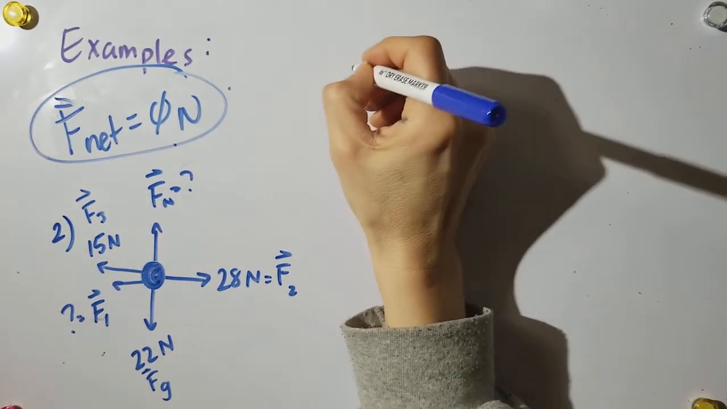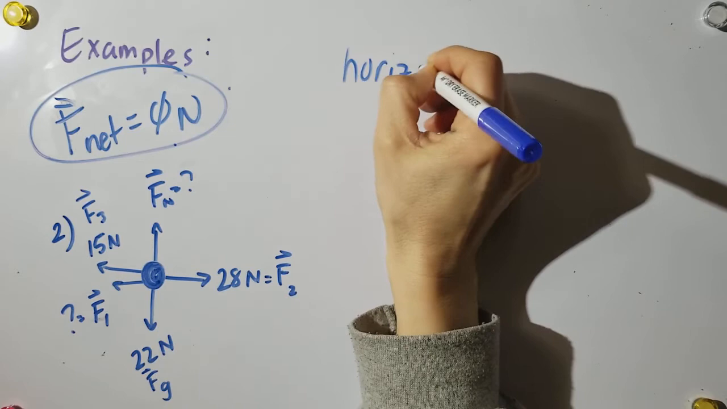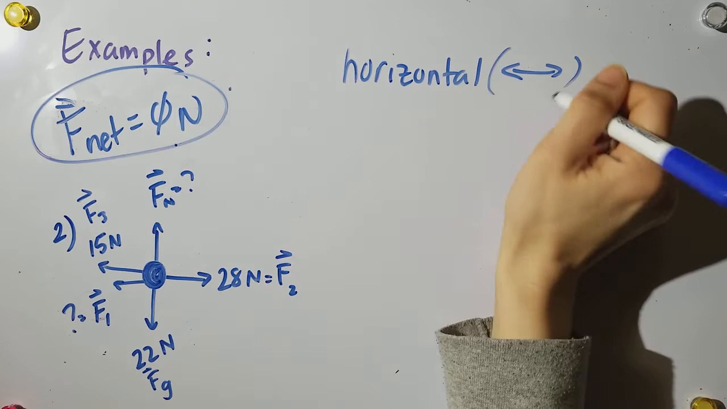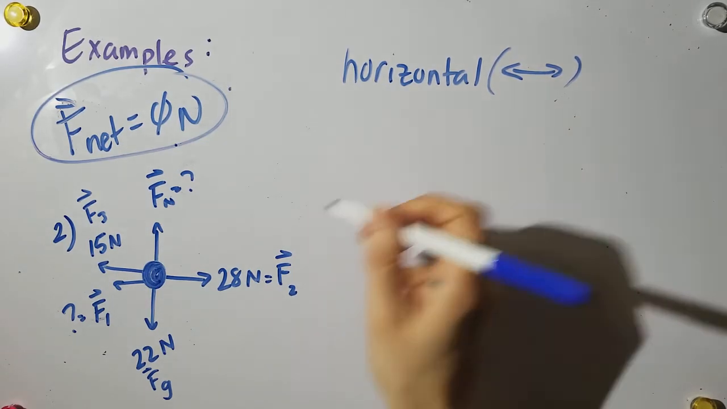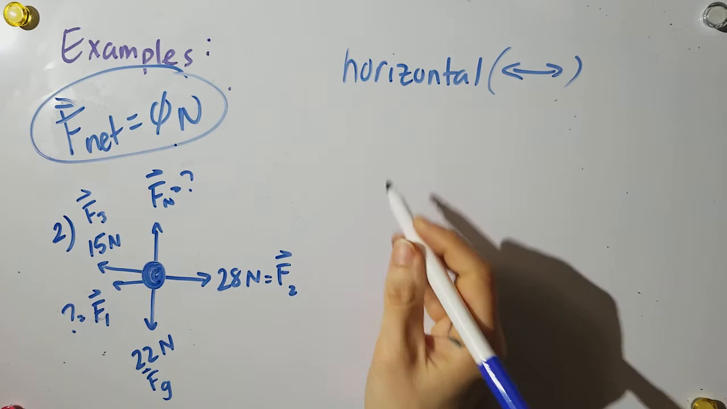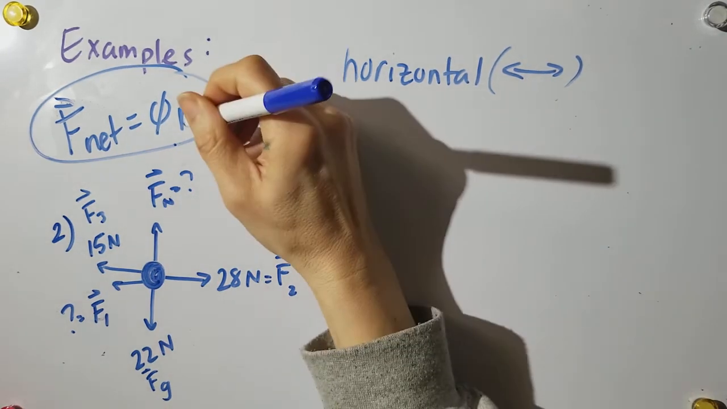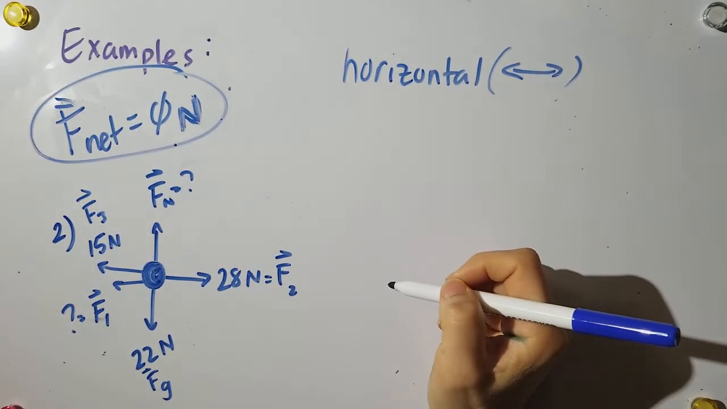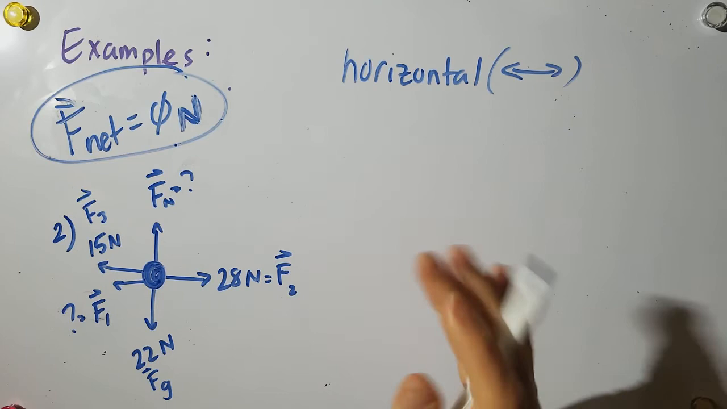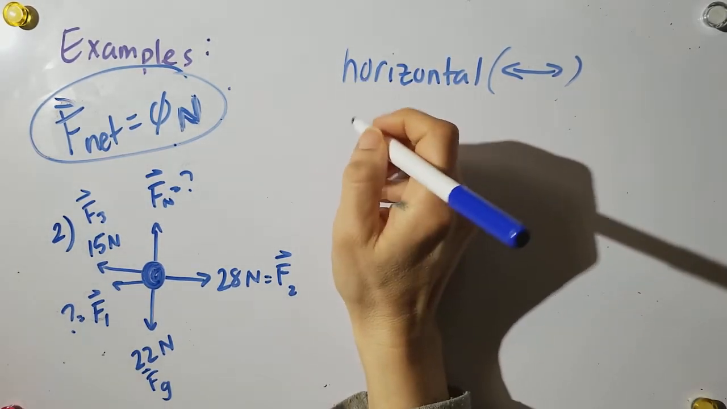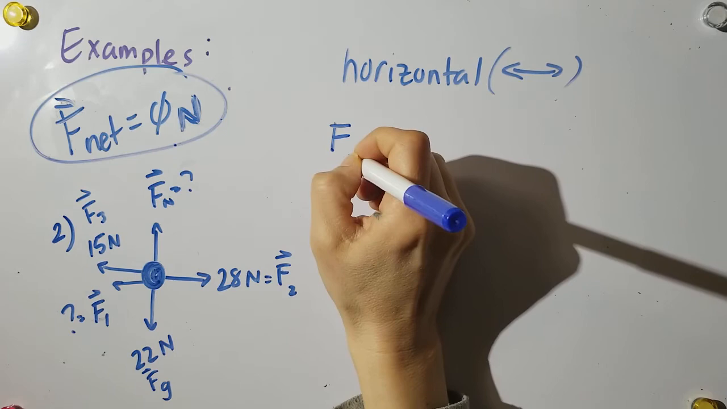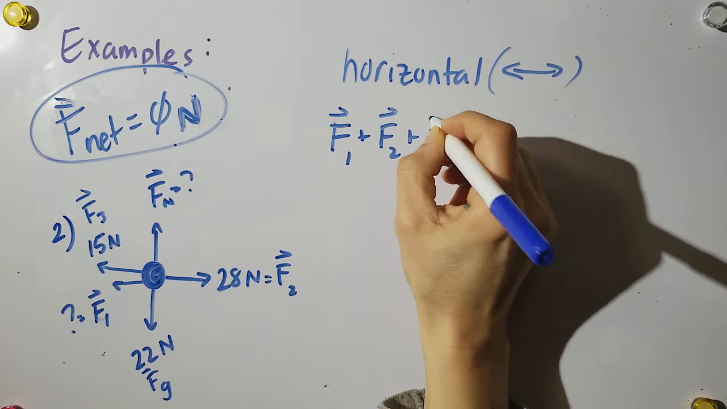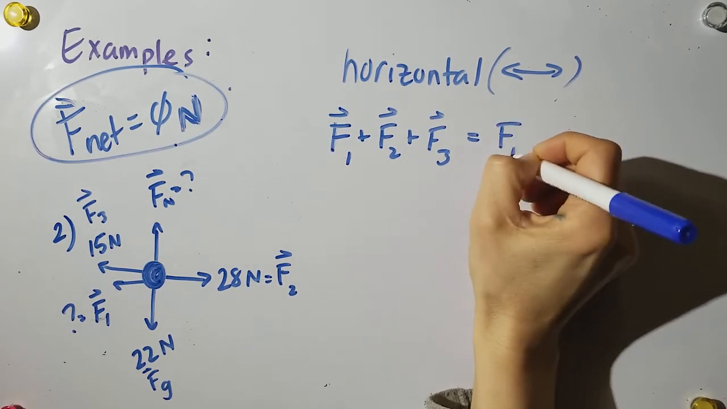Okay, so now I'm going to do horizontal. Okay, so horizontal is like left and right. If you've forgotten, vertical is up and down. So in the horizontal, I have 3 forces. My situation hasn't changed. It's still F net. F net is equal to 0 newtons because it's moving at a constant velocity, or it's at rest. Either way. So there are 3 forces involved, F1 plus F2 plus F3, and that equals F net.